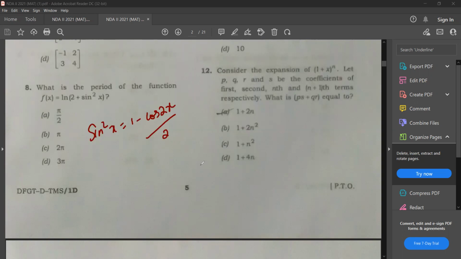So what is the period of the function cos x? That is nothing but 2 pi. So this is 2 pi divided by 2. Answer is pi, option B. So moving on to the next question.